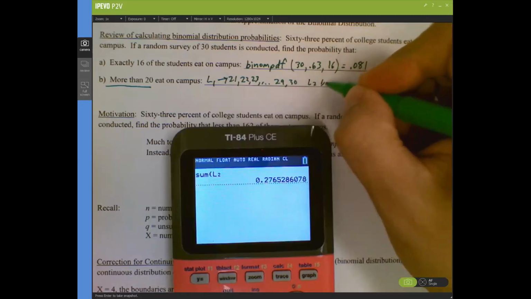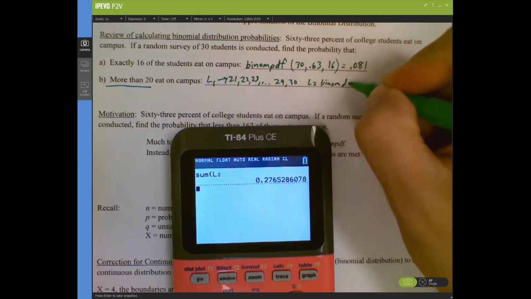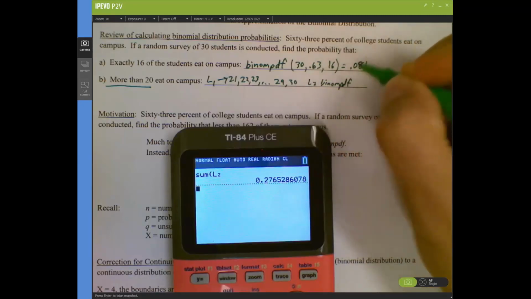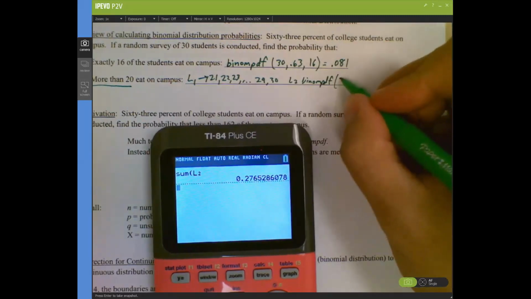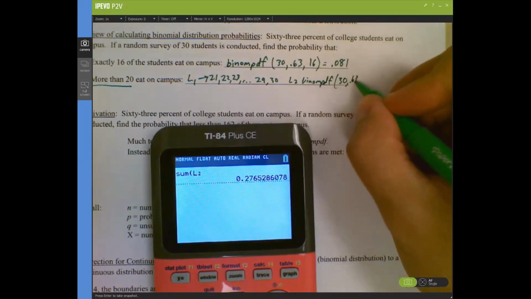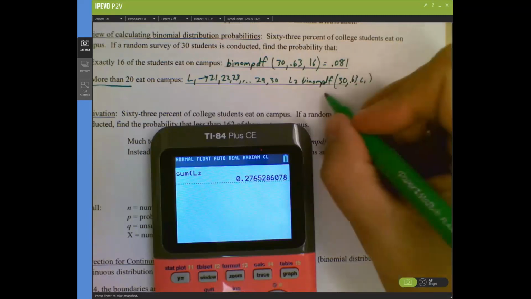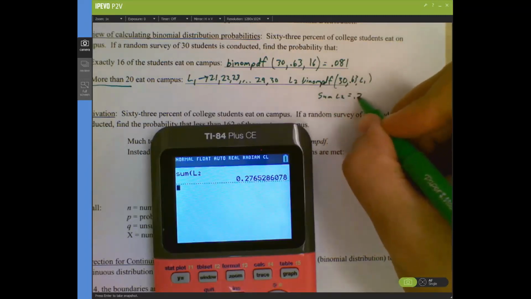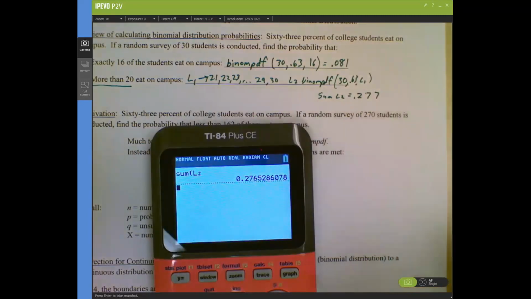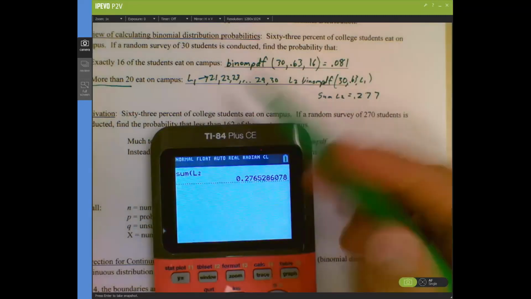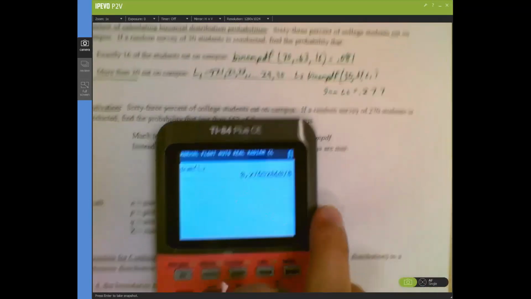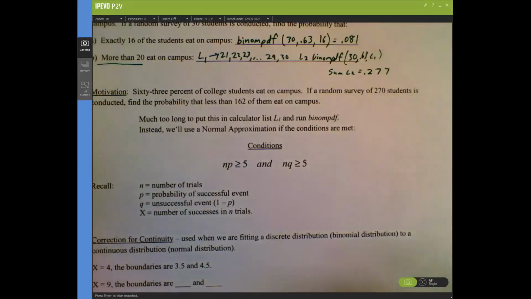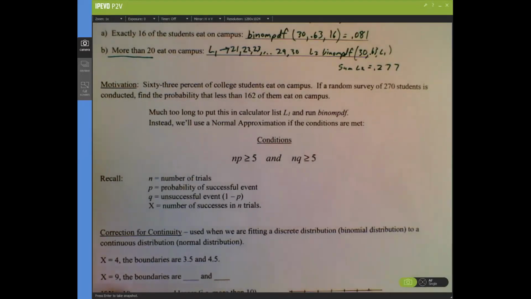And then in L2, we did our binomPDF, 30, 0.63, L1, and then sum(L2), and we got our 0.277. Okay, so we had to enter all those numbers into L1. All right, take a look at the next question.